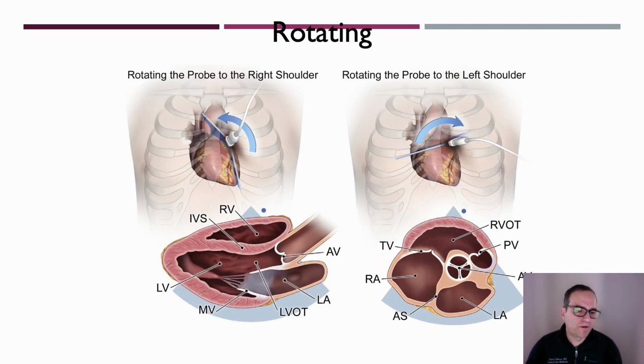When you rotate the probe, you move the axis entirely. So here your index marker is pointing around 11 o'clock. You obtain the parasternal long axis views and the structures visualized here. When you rotate clockwise to around 2 or 3 o'clock, your axis changes completely. Your index marker goes to the right side, and now you are visualizing all these structures cross-sectionally.